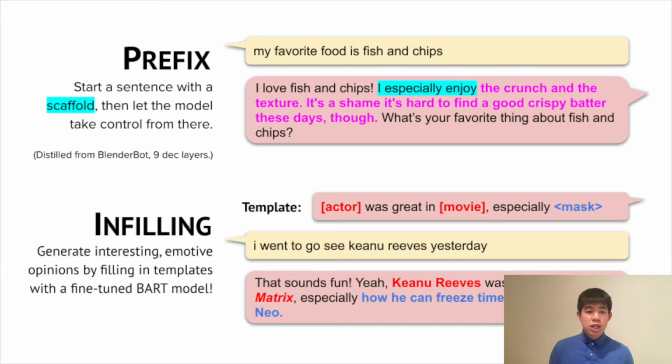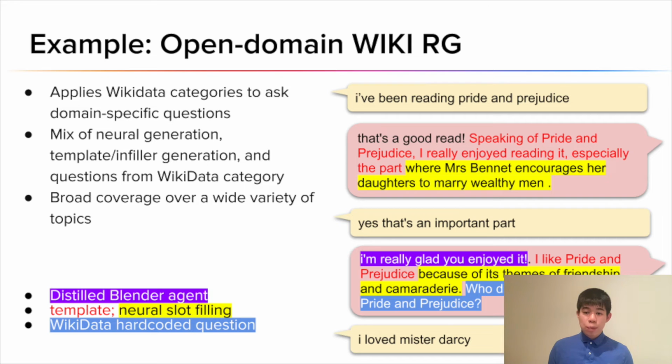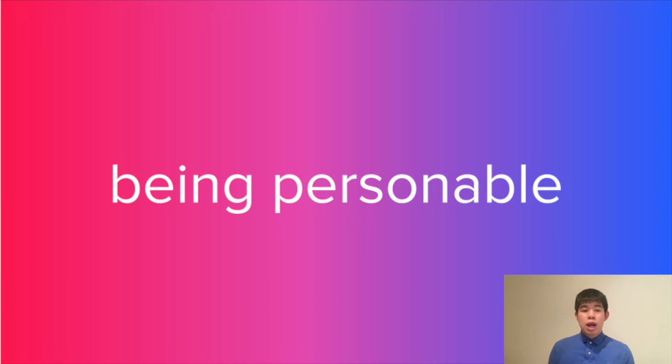In addition, we use a novel infilling technique, applying a fine-tuned BART model to fill in emotive templates with a neural network, allowing for slot filling without structured data. Here's a representative example. We use neural generation here for casual acknowledgements, infilling for emotive salient statements, and structured data to ask targeted questions. Number 3 is being personal.